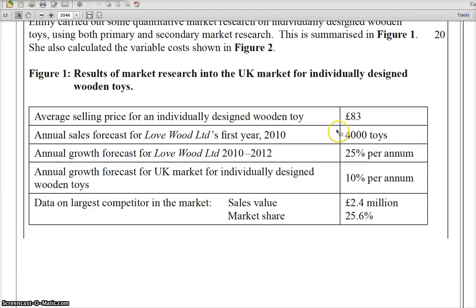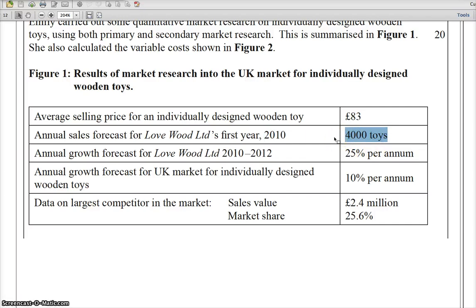So figure 1 gives us the first piece of information that we need, which is that the average selling price for an individually designed wooden toy is £83. So in other words, that's our price, £83. That's the first piece of information. Remember, we need 3 pieces of information. We need the selling price, the number of items sold, and the variable cost per unit. So here we've got the price. The next line down gives us the annual sales forecast for 2010, which is the year that we're concerned with. So this is the figure that we want to use. And this is telling us that they expect to sell 4,000 toys in that year.